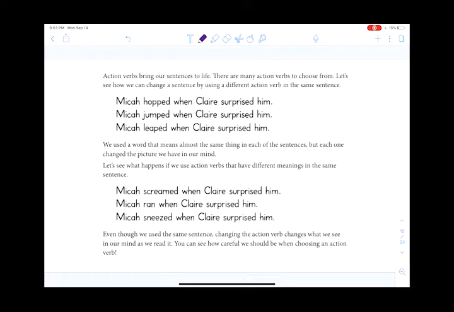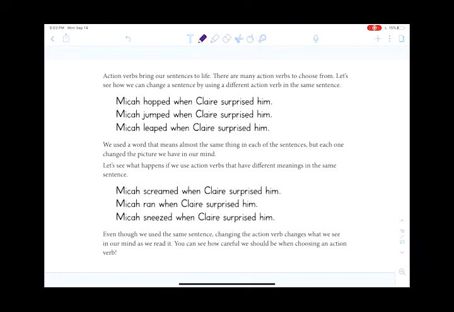Let's see how we can change a sentence by using a different action verb in the same sentence. Micah hopped when Claire surprised him. Micah jumped when Claire surprised him. Micah leaped when Claire surprised him. While all these verbs mean almost the same exact thing, using different verbs can lead to us imagining different things in each scenario.